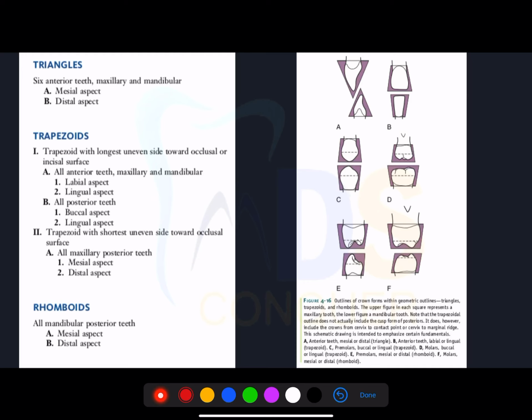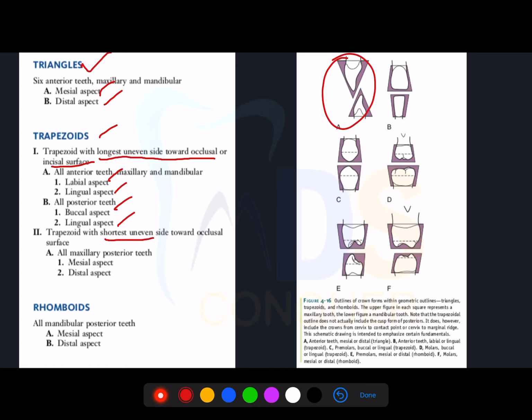And of course, you have questions on this in almost all the examinations. So triangular shape is at the anterior 6 teeth, that is the mesial and the distal sides. And trapezoid, the longest uneven surface towards occlusion or the incisal edges, is seen in the case of anterior labial and lingual surfaces and posterior buccal and lingual. And trapezoid with the shortest is facing towards the maxillary posterior, mesial and the distal. And rhomboidal are present in the case of a mandibular posterior, mesial and distal.